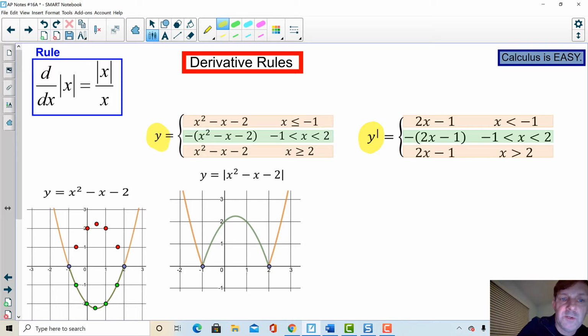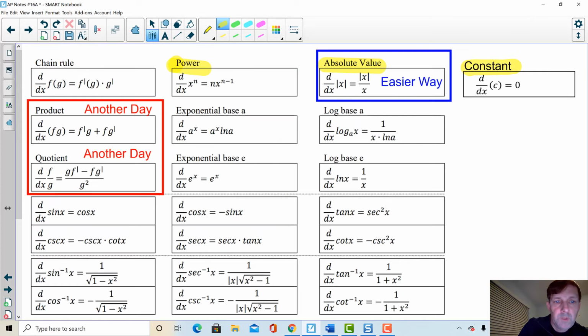Notice how easy it is. The derivative of this is just going to be 2x minus 1. Same thing on the bottom. The derivative gives you 2x minus 1. The one in the middle gives you a 2x minus 1, but with an extra negative in the front of it. So that would be kind of like 1 minus 2x. And that's the easier way that we're going to do the derivative of an absolute value function. Okay, next we're going to take a look at the exponential function as well as the log function.